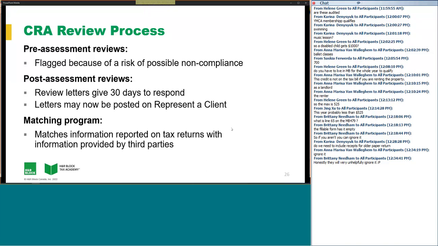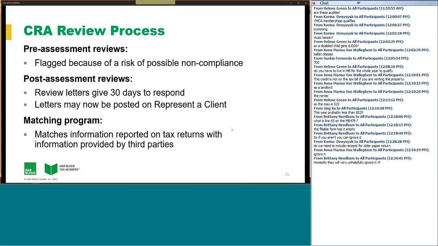Okay. More commonly, you'll get a pre-assessment review. It's flagged because of a risk of possible noncompliance. So that's the one where they go, before we do anything with this return, we're going to look into a few things. If you have a client who's continually had problems with the CRA, they're probably going to get pre-assessment reviews frequently until they can prove that they're not doing the thing they should have been doing anymore. So a client who's had one pre-assessment review is going to have more of them probably.